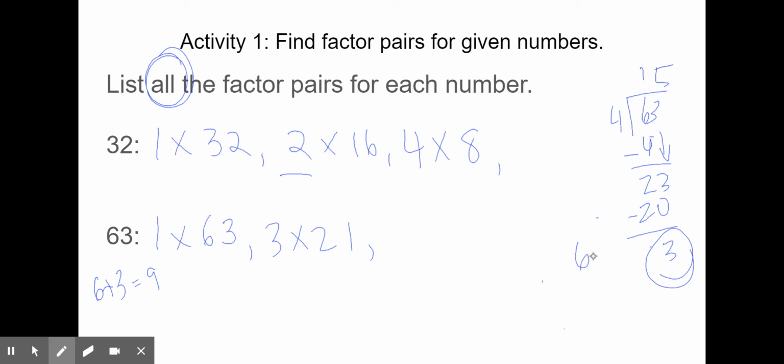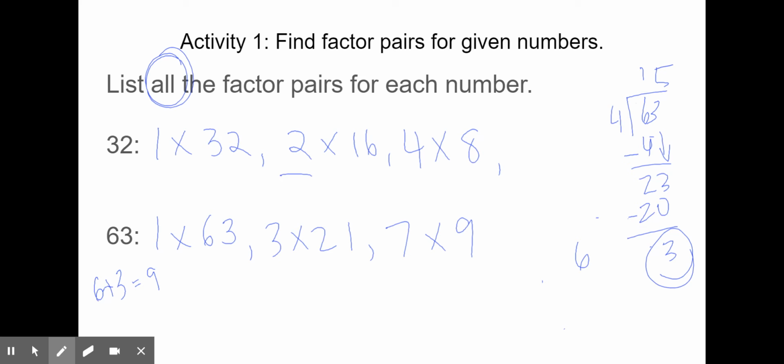There's no rule or trick for 7, except I know that 7 times, let's see, 7 times 8 is 56, and 7 times 9 is 63. So we would have a 7 times 9 there. 7 times 9 is 63. 7 times 10 is 70. So that's just 7 more from 63. I'm just checking to make sure I got that right.